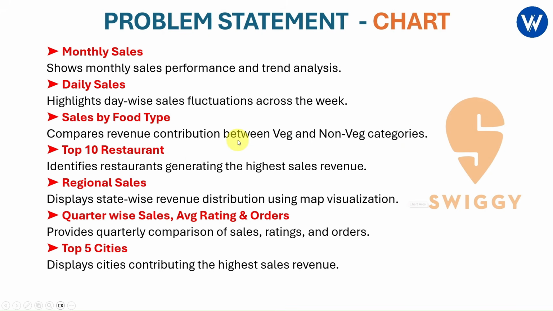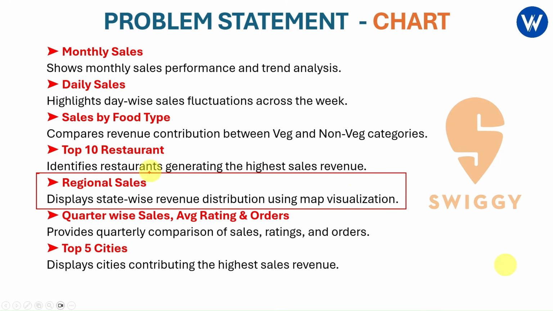Now moving to the next visual, let me show you guys. The next visual is regional sales. We need to find the regional sales. Display state-wise revenue distribution using map visualization. Now with the help of a map we need to display the state-wise revenue distribution. It is very simple guys.